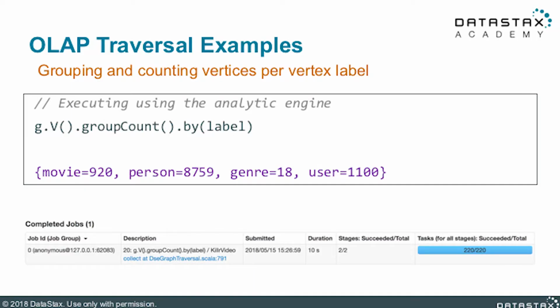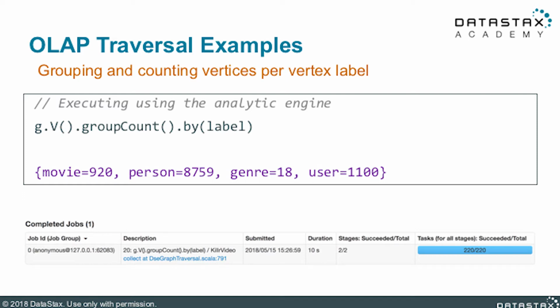Since you already know Gremlin, they should look familiar. The only difference could be that we use an OLAP traversal source to execute them. Here we find vertex distribution by label, and we get 920 movies, 8,759 persons, 18 genres, 1,100 users in our killer video graph. The screenshot of Spark application web UI shows the completed Spark job that corresponds to this Gremlin traversal.